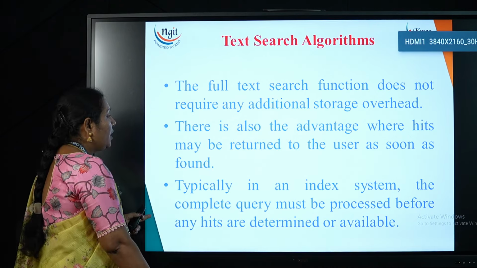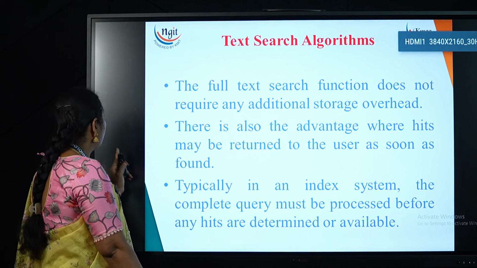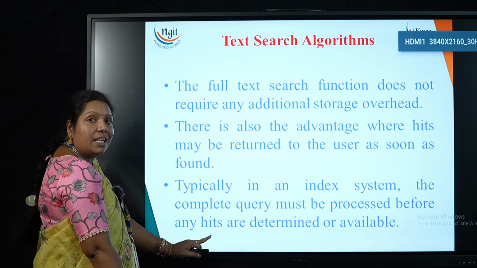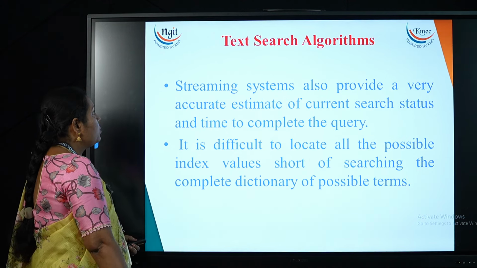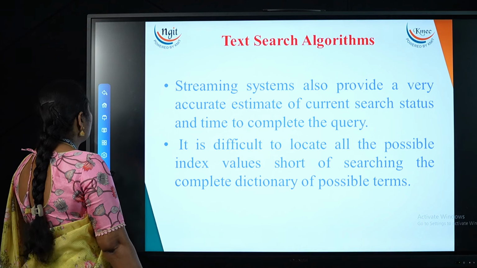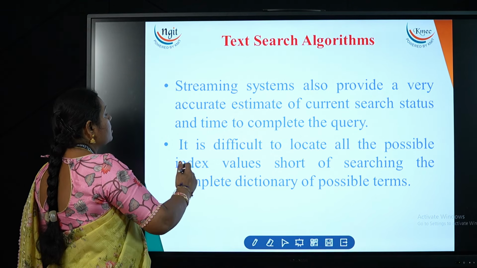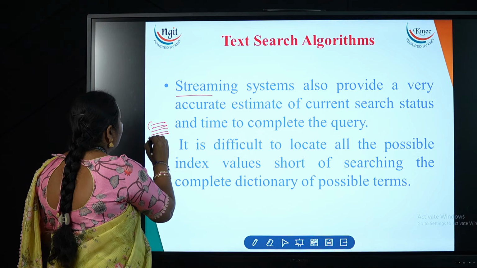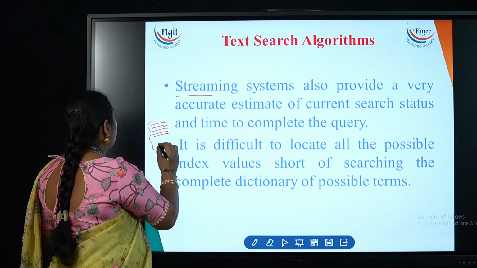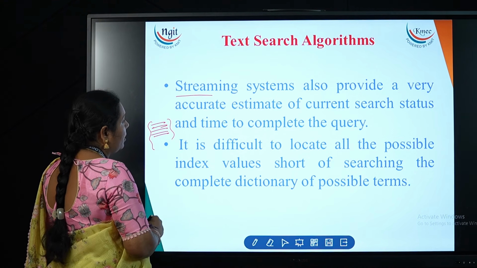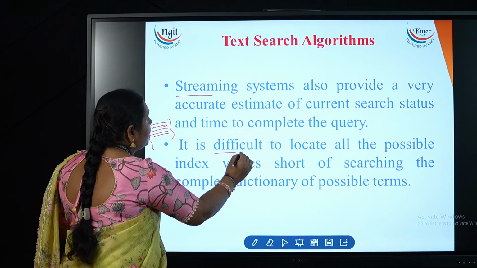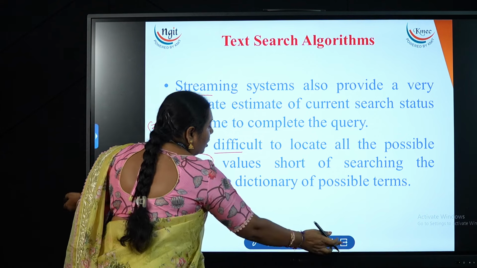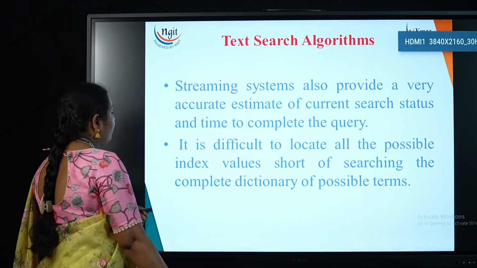So in an index system, we have to remember what the basic indexes are, how they have to be determined, how many hits have been done, and how many flaws you got. Next, streaming also provides a very accurate estimate of the current search. In streaming, I am searching each and every line, so there is no chance of missing any item or term in the database. But it is very difficult to locate the possible index when you are going for that particular search in the dictionary.